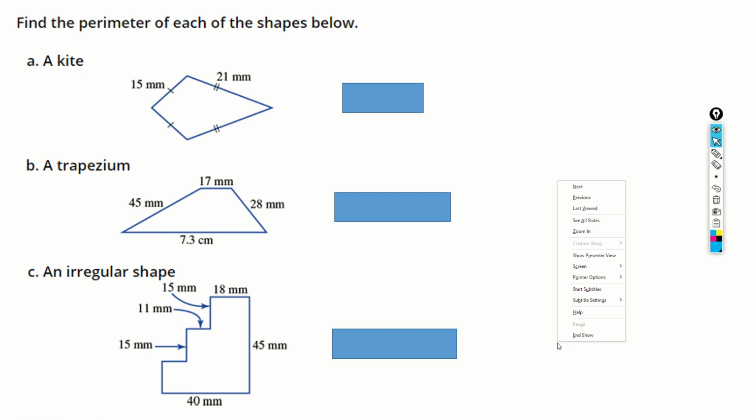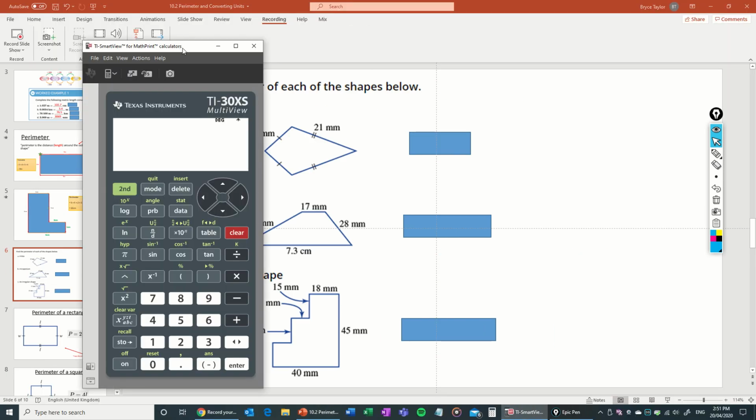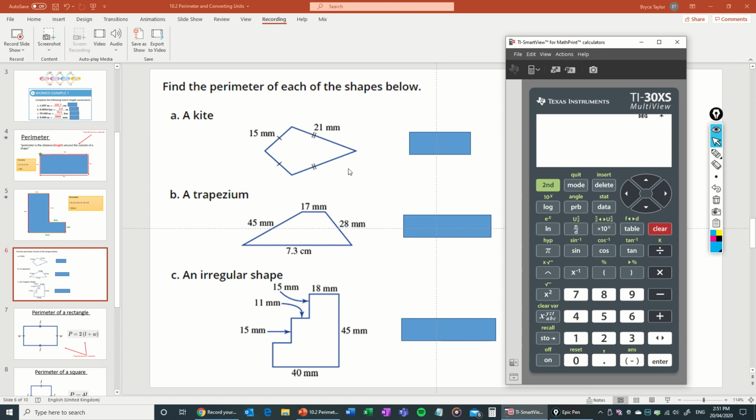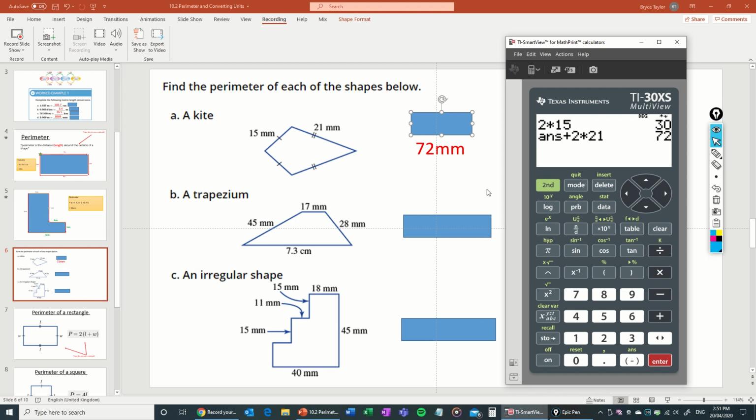Let's have a go at a few more. These are some slightly different and weirder shapes. This first one here is a kite. The dashes just tell us which sides are the same. So this one here is 15, is the same as this. We can just do 2 times 15 because we've got two of the same side, plus 2 times 21, because the double dashes here tell us that they are both 21. So there's 2 of them that are the same. We should have 72 millimeters for the first one.